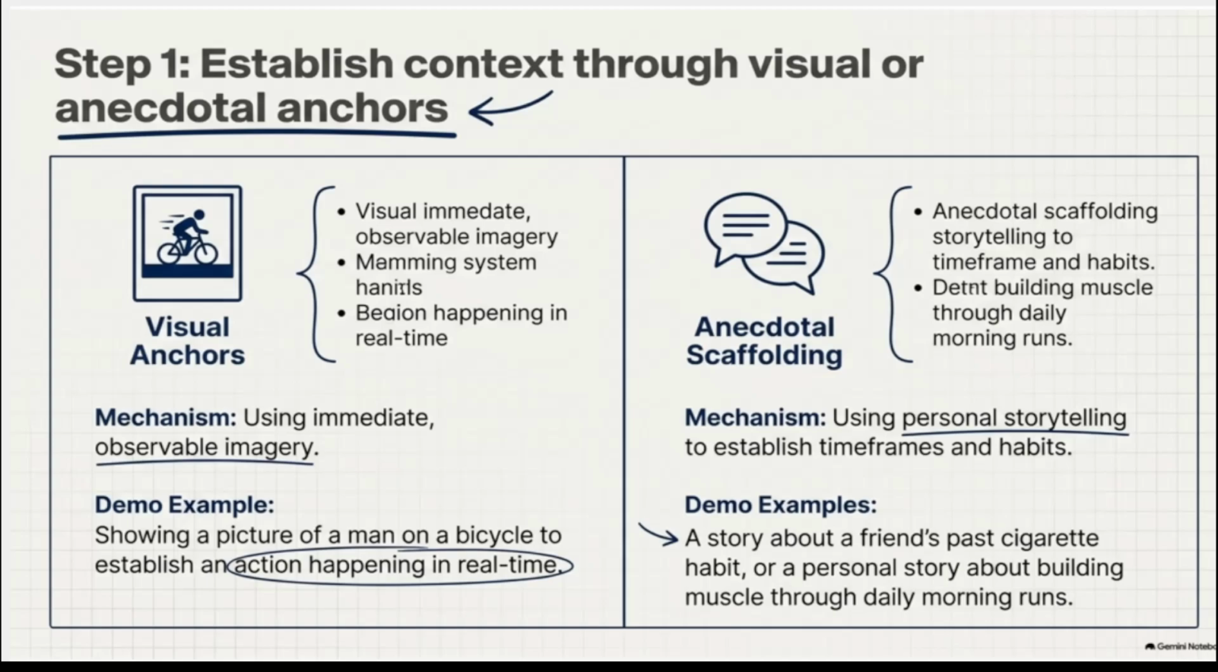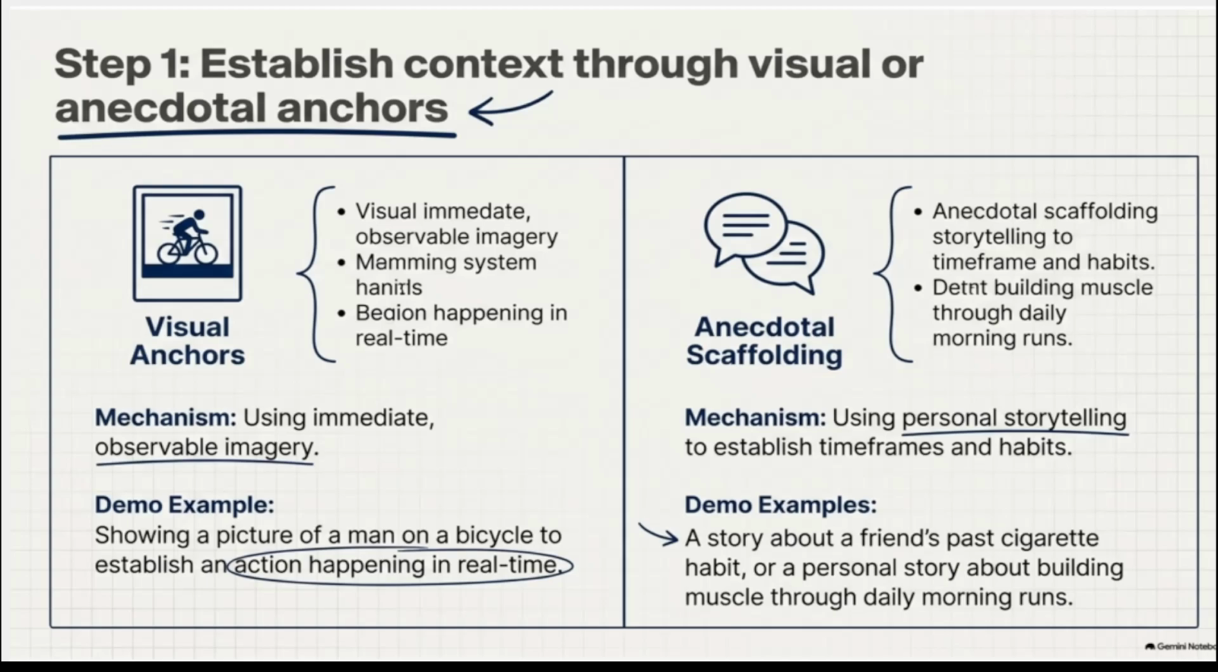Let's begin with a visual example. Imagine that I want to teach the present continuous. I show students a picture of a man riding a bicycle. I don't write the sentence immediately. I don't tell them the grammar rule. I simply show the picture. Then I ask, what can you see?